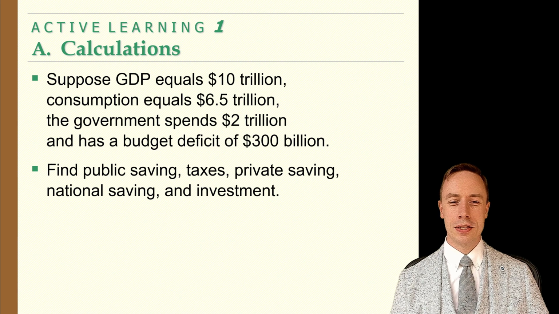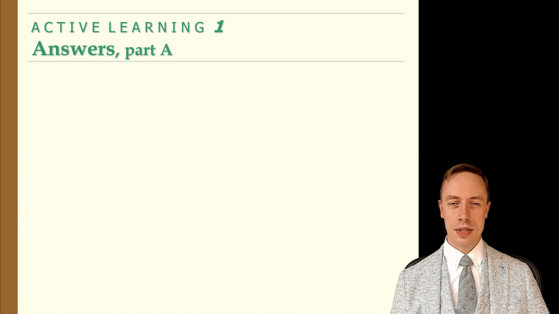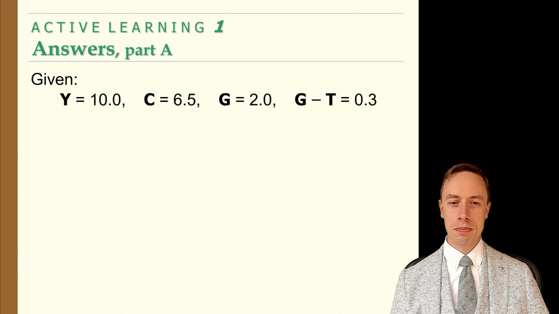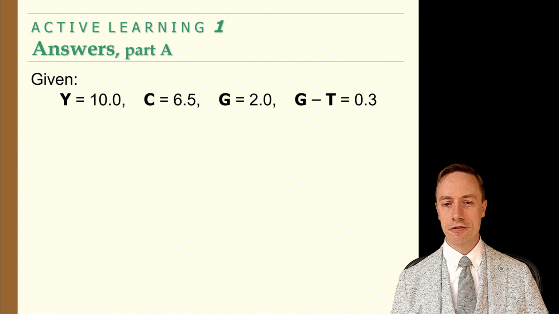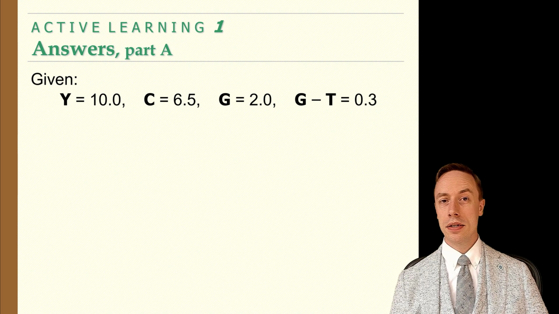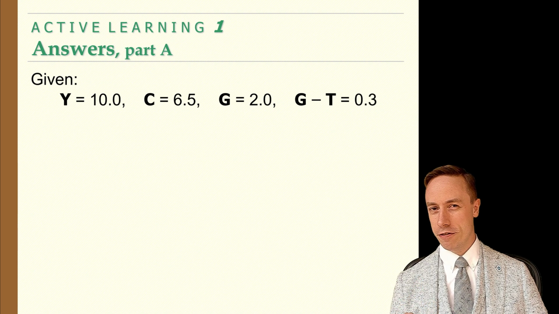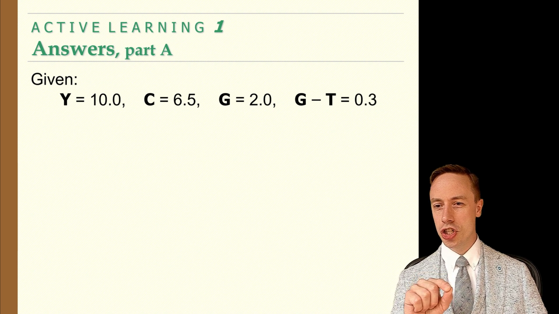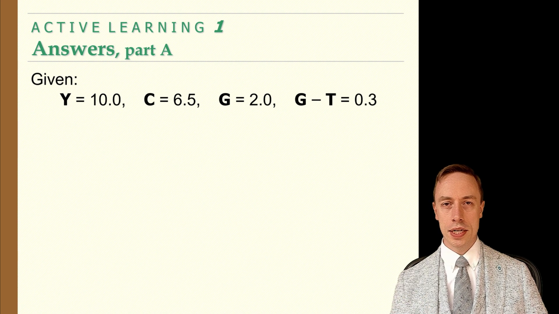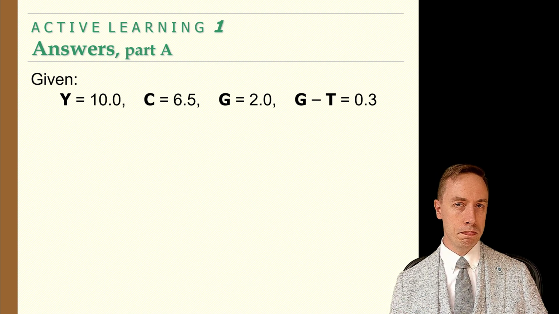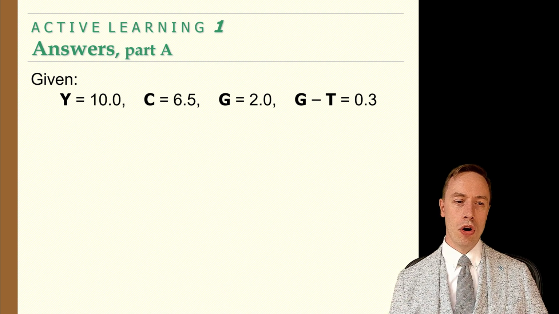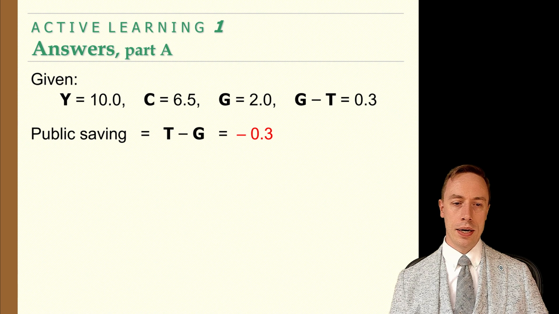Alright, so let's have a look at the solutions here. First, let me take these numbers and make them a little bit more standard algebra usable. So I'll drop the dollar signs, I'll drop the trillion. Y is 10, C is 6.5, G is 2, and then that budget deficit. Remember, budget deficit is G minus T. Let's convert that into trillion. The budget deficit was 300 billion, that's 0.3. And now we go through the steps in the way I'd suggested.